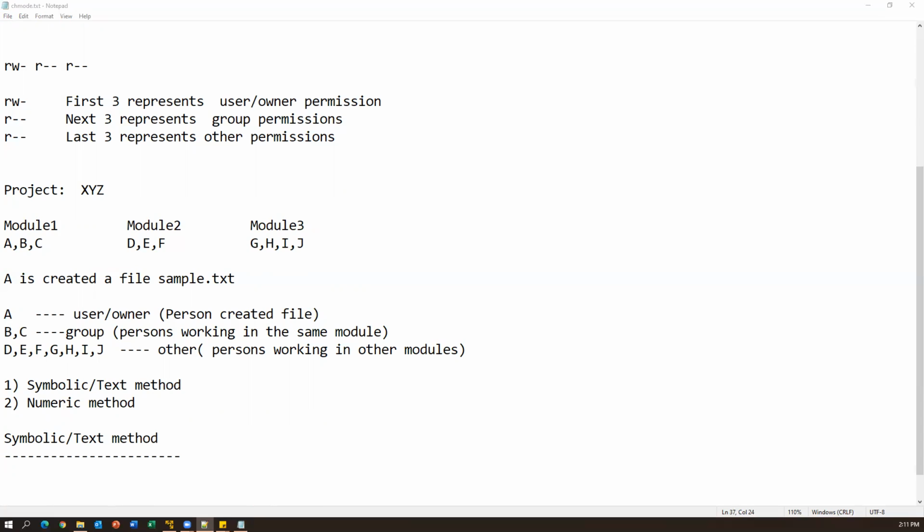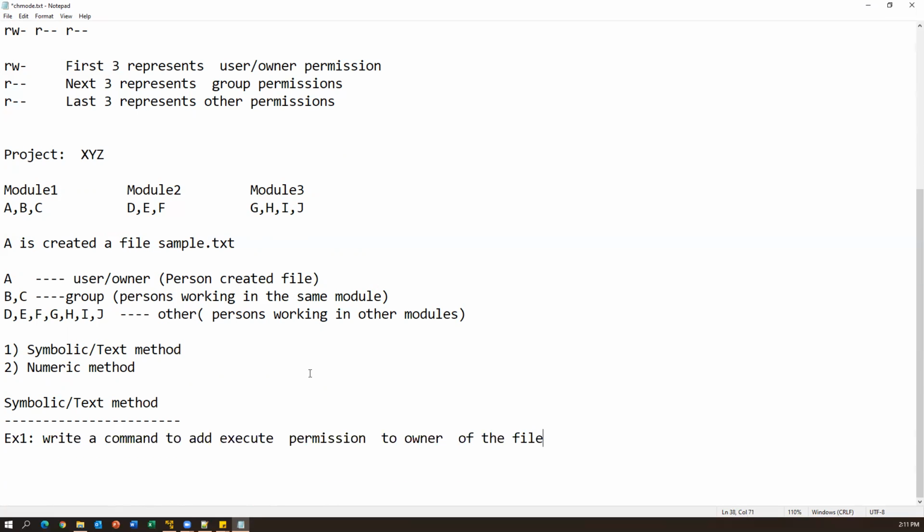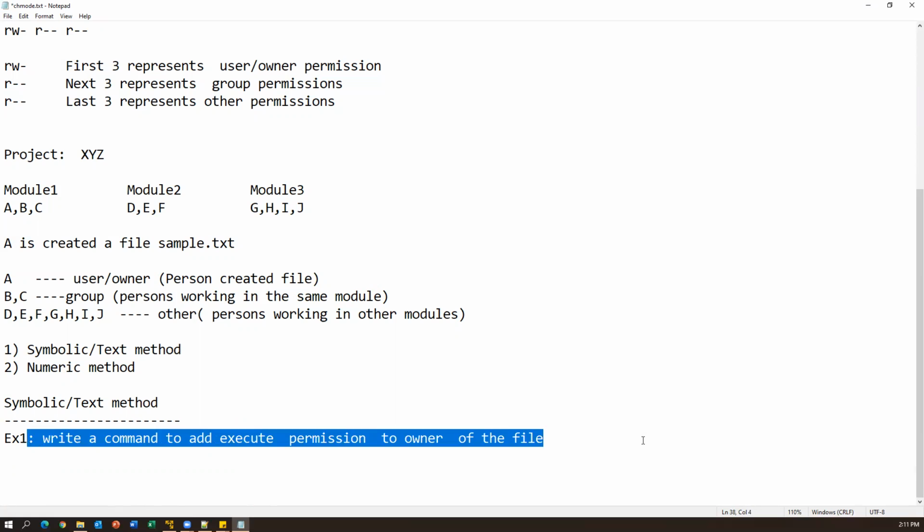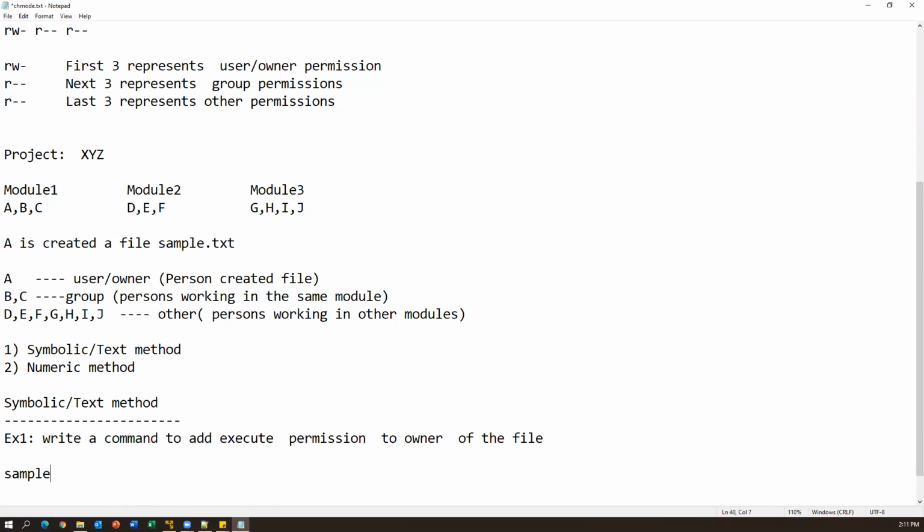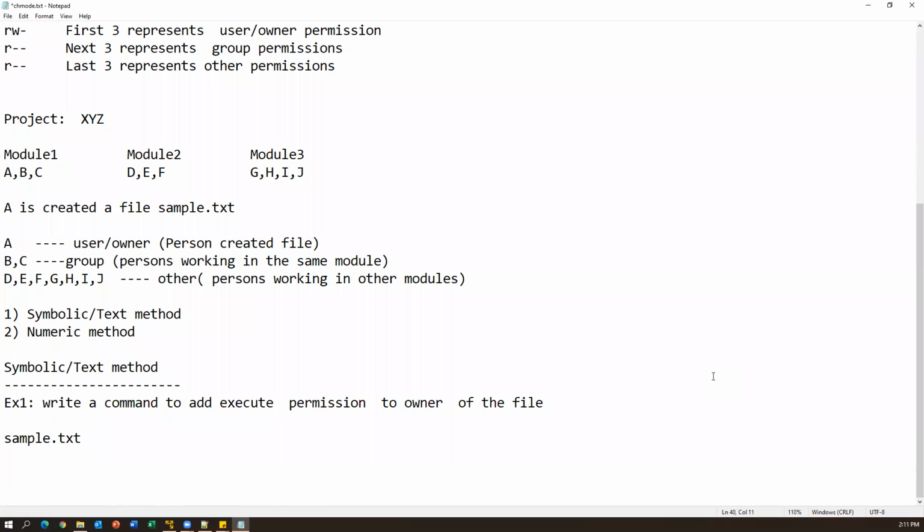So now I'll take one example. Example 1: write a command to add execute permission to the owner of the file. Let us say I have one file called sample.txt. So what is the command I want to write? I want to add execute permission to the owner of the file.